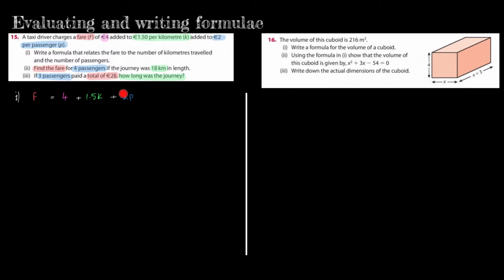are represented by p. So €2 per passenger. If there's 1 passenger, it'd be 1 times 2. If it was 5 passengers, you'd have 5 times €2, so it'd be an extra €10. So you can see there how that equation is formed.